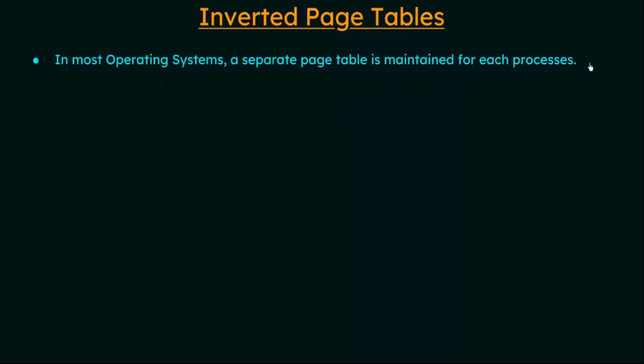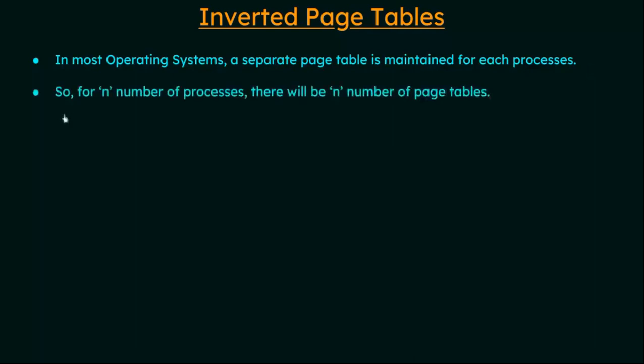In most operating systems, a separate page table is maintained for each process. We have seen so far, when we were discussing page tables and paging, that in most operating systems there is a separate page table maintained for each of the processes. So for n number of processes, there will be n number of page tables. This is very evident.